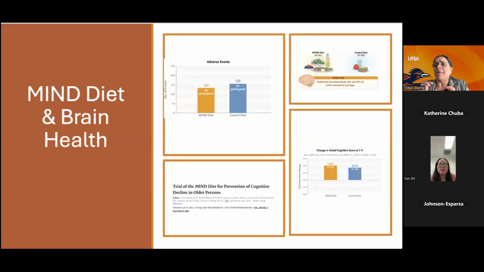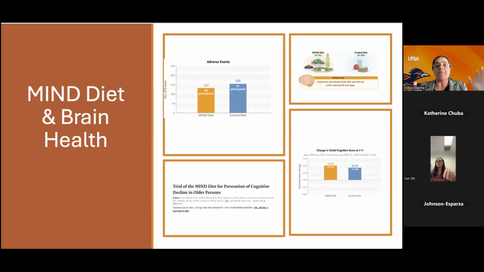Again, the images might look a little small, but the main focus here is to understand the comparison. This was another study that was published, comparing the MIND diet versus a control diet. The control diet was just normal, with no specific modifications made to the lifestyle, whereas the MIND diet is actually a combination of the Mediterranean diet and the DASH diet.